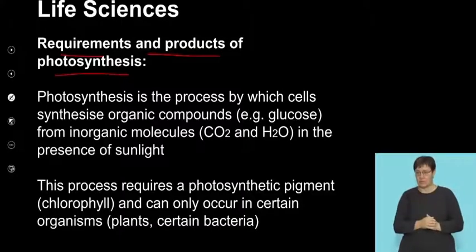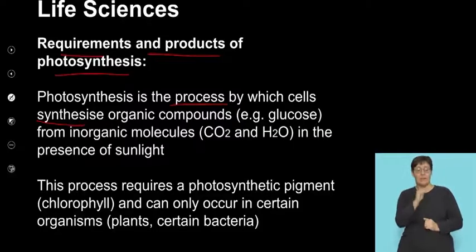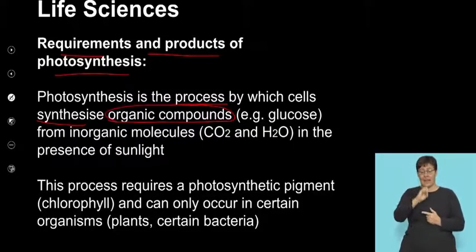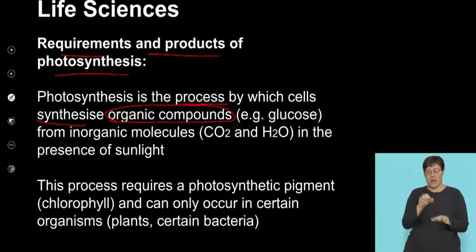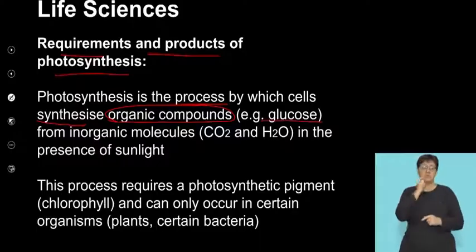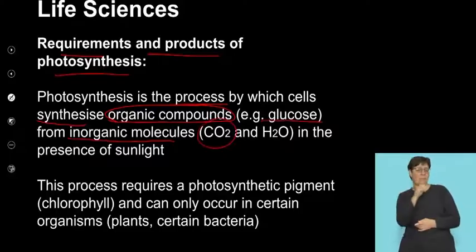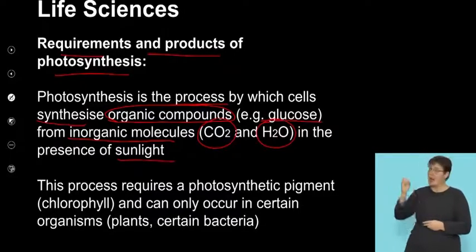As I mentioned, photosynthesis is a process which synthesizes organic compounds. Organic compounds are things that are made through a biochemical reaction. An example, in this case, would be glucose, and that is made from inorganic molecules, which are carbon dioxide and water, in the presence of sunlight.